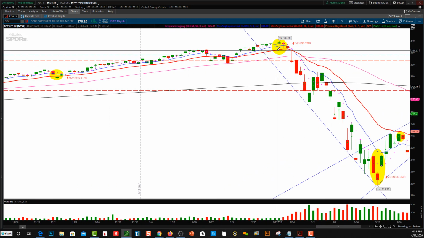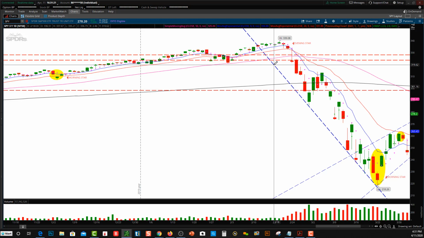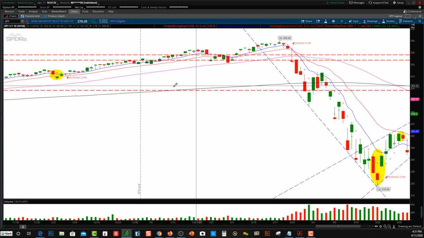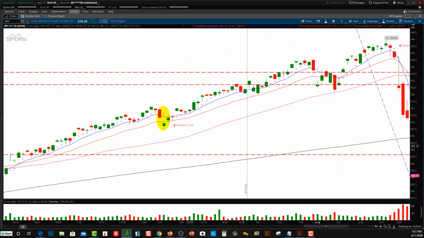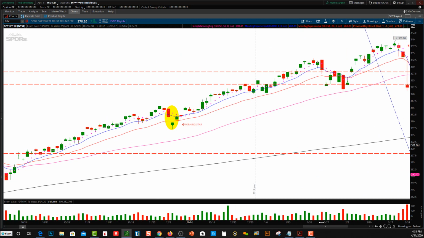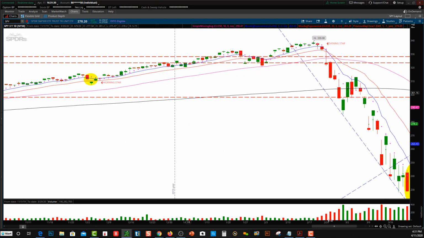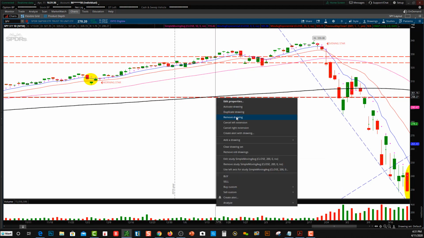Let me remove. Man, I got so many drawings. My brain is. Oh, okay, here it is over here. Where is it? Where the heck was I looking at? Oh, right here. Let me remove this drawing.